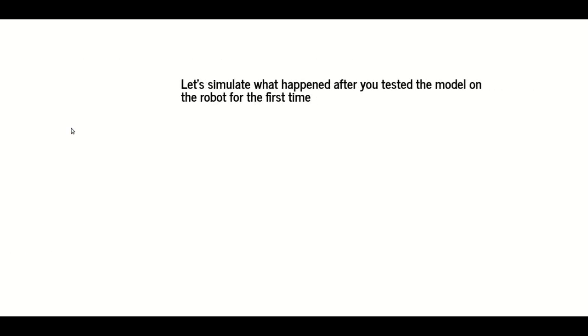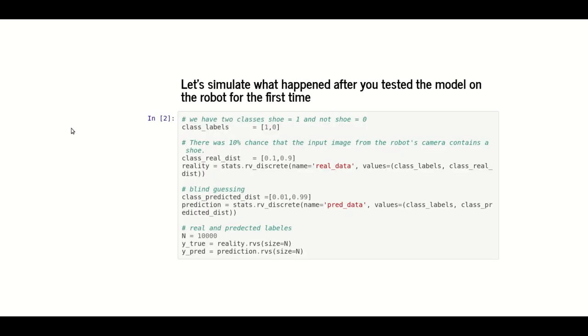In order to simulate what happened when you tested your model on board the robot for the first time, I will use the following code. I will use a discrete random variable to generate and simulate the ground truth labels, with the assumption that there was a 10% chance that a shoe will appear in the field of view of the robot during the run. I will use another discrete random variable to simulate and generate the output from your model, with the assumption that this model will randomly detect a shoe in an input image with a probability of 1%.